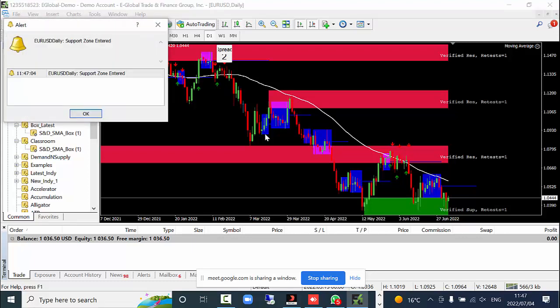You see, this is the pop-up alert. If you are in front of your computer, it will pop up, and what did it say? Euro USD on daily chart has entered support zone. So let's see. You see, the price is on support zone. And when price is in support zone, what is it telling us? We can't sell into support. That means we have to be looking for purchasing opportunity. We want to buy euro at this point.